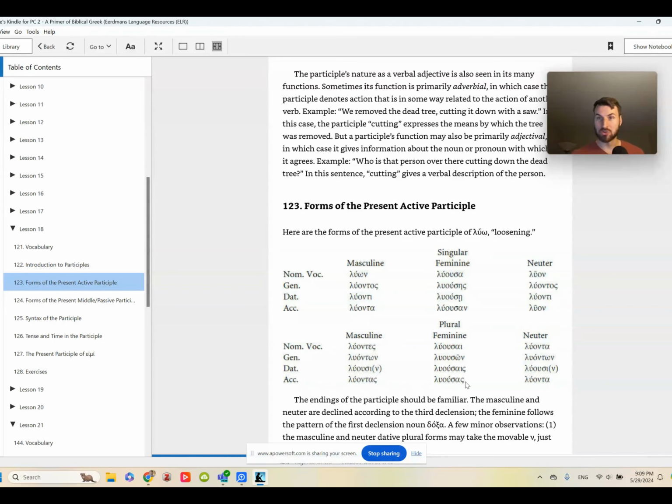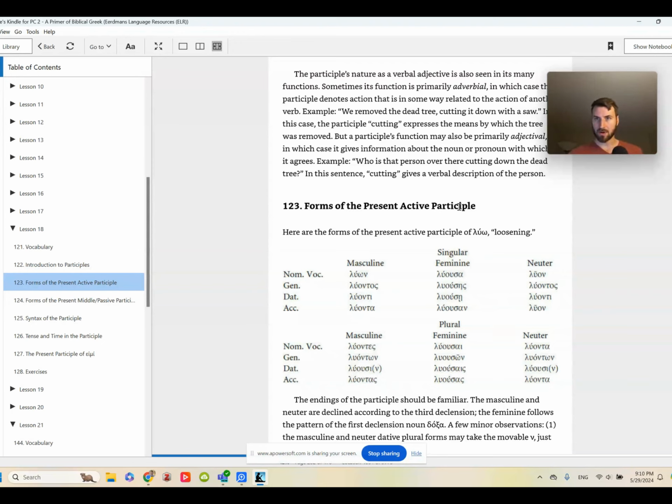So again, no new endings, but masculine is third declension endings, feminine is first declension endings, and then neuter is also third declension endings, but they're the neuter third declension endings. So you'll see a lot of overlap between masculine and neuter, but some, like the luonta versus luontes, are going to be different because neuter versus masculine. So good news is no new endings. You just have to reconfigure endings you already know and know how the participle uses them.